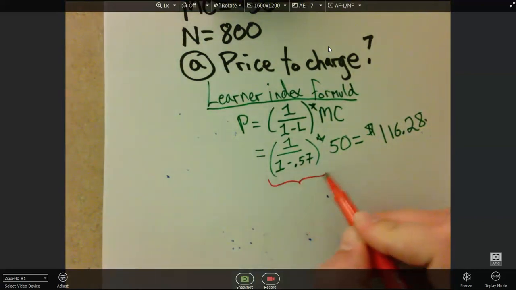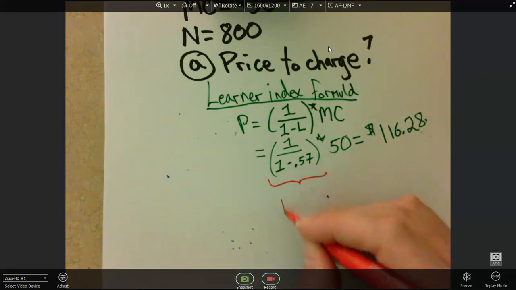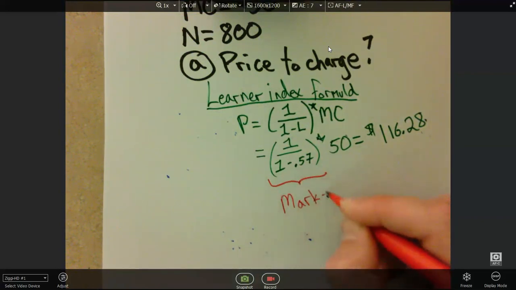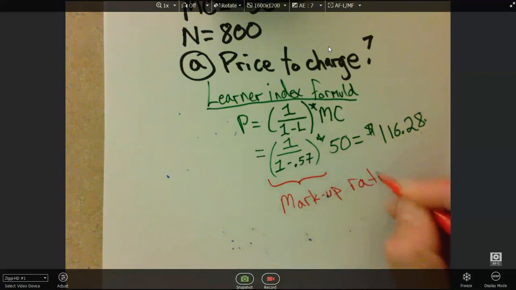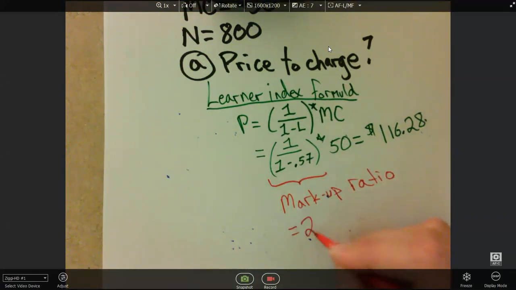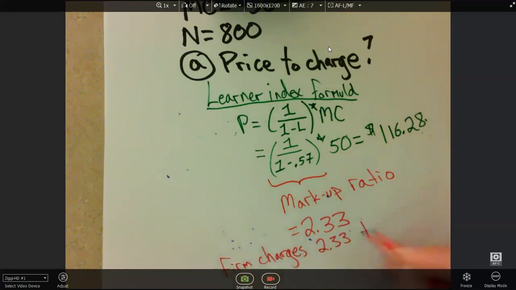Okay, moving on. So if this is the price, if this is the Lerner index formula, then we're asked what is the markup ratio? The markup ratio is just this bit. So this is going to equal 2.33. So what does that mean? In English, the firm charges 2.33 times the marginal cost of producing the product.